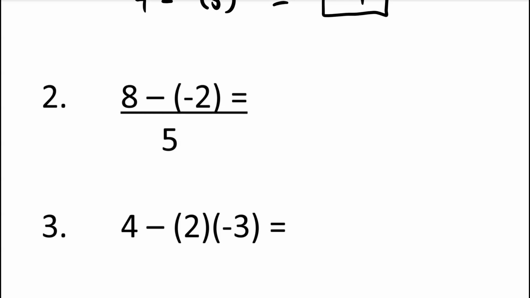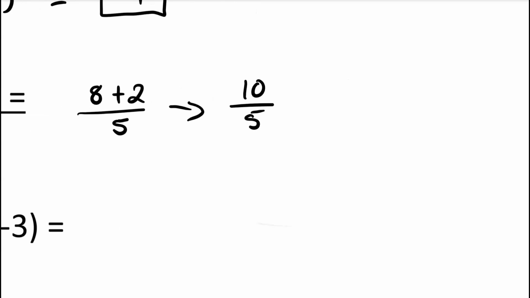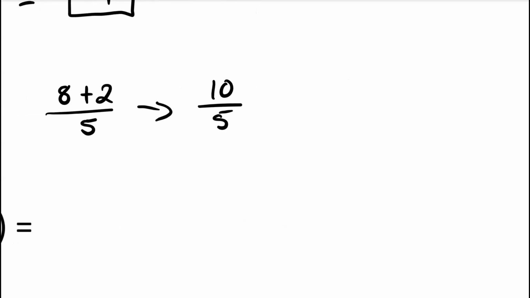Now, 8 subtract negative 2, well, you have a negative and a negative here. What we learned last lesson is that's going to become a positive. So really now we have 8 plus 2 over 5. If we do 8 plus 2, we get 10 over 5. And our last thing to do is finish this off by doing the 10 divided by 5, which gives us a final answer of 2.